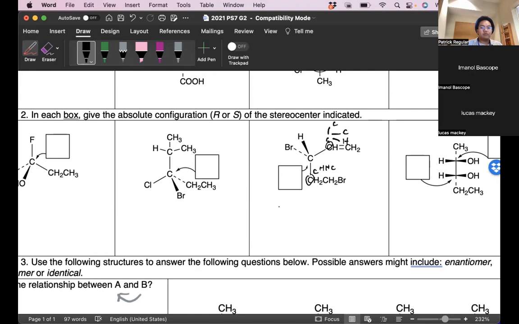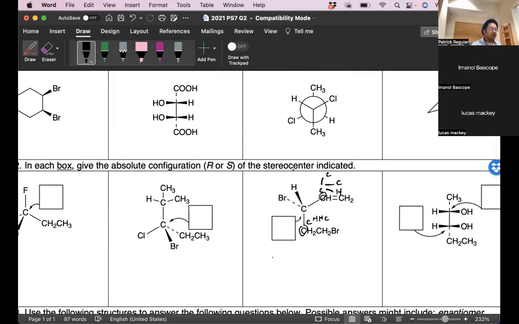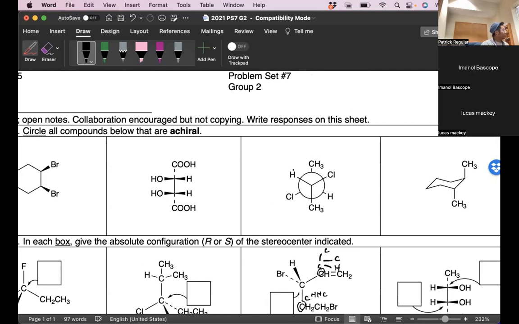Hey Patrick, I just had a question on the first one, third box. I know the first 2 are achiral, but I'm not sure if this one is achiral or chiral. Well, the first step is making sure that your Newman projections are in eclipsed formations. Is that what you did?